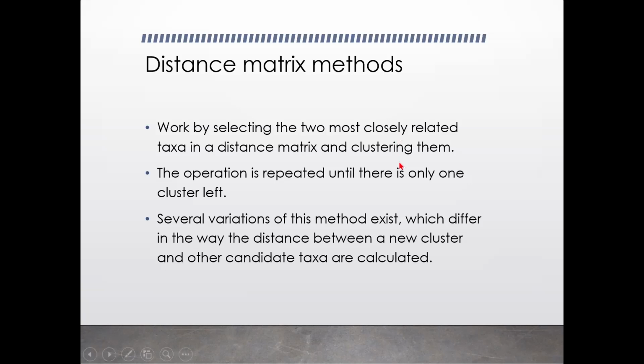Then what happens? The number of taxa being compared is reduced by 1. That means 2 taxa are combined as a cluster. Now you have 1 cluster and 3 more taxa. This procedure is repeated until there is only 1 cluster left. That means all are grouped into 1 cluster depending upon the similarity present among those species.